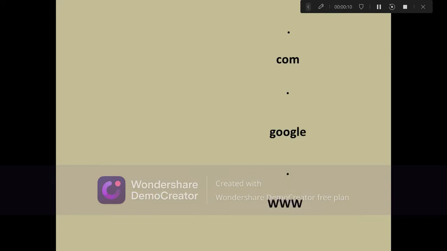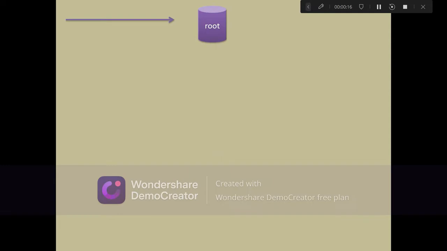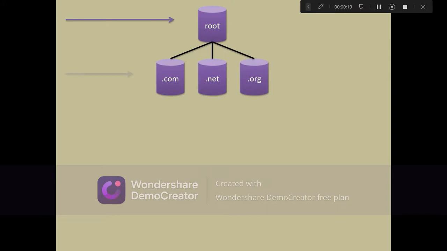Assuming that you are visiting google.com for the first time and no cached information is available, your DNS server will ask the root server, "Hey, do you know anything about www.google.com?" The root server will say, "Well, I don't know the exact address, but I know where .com is."